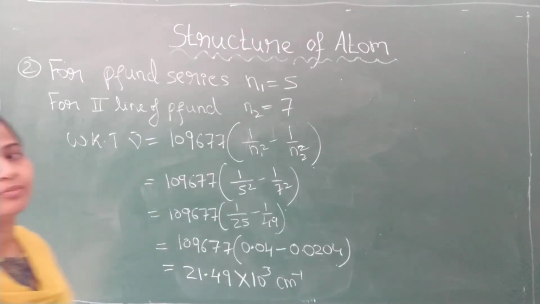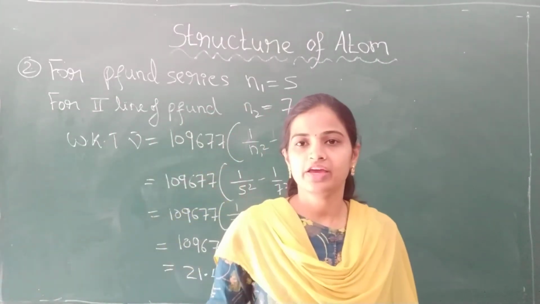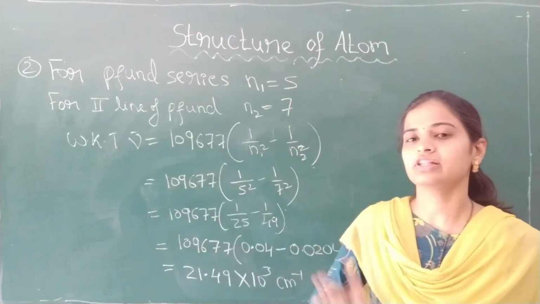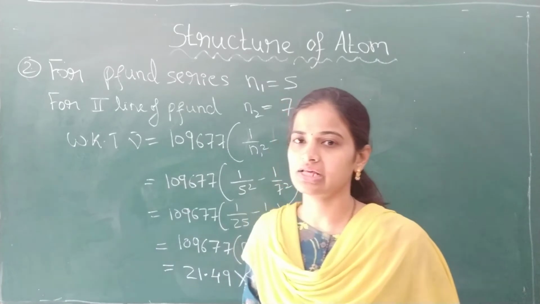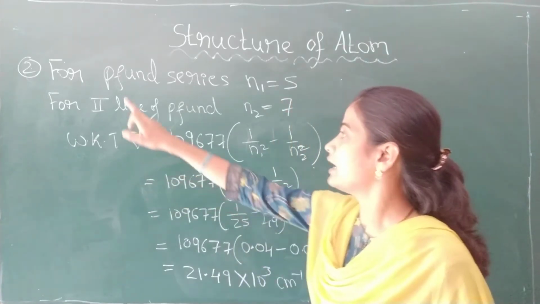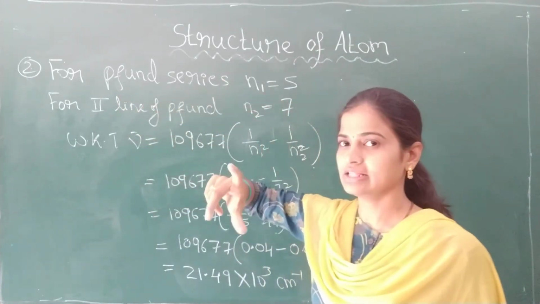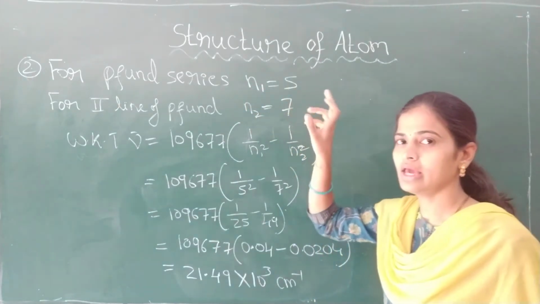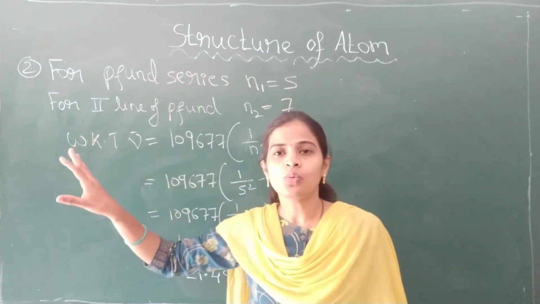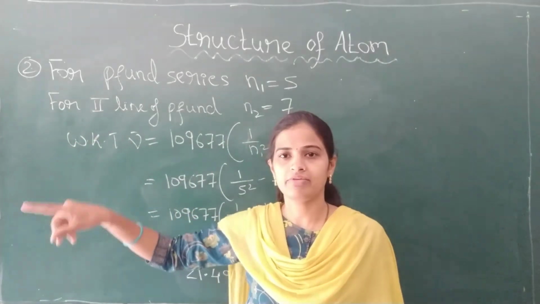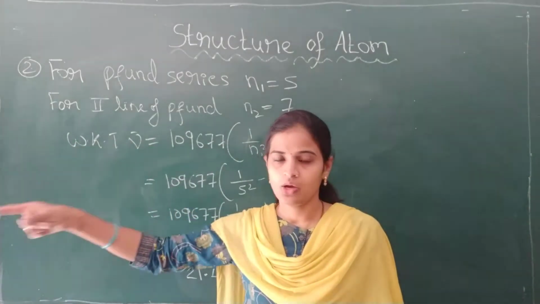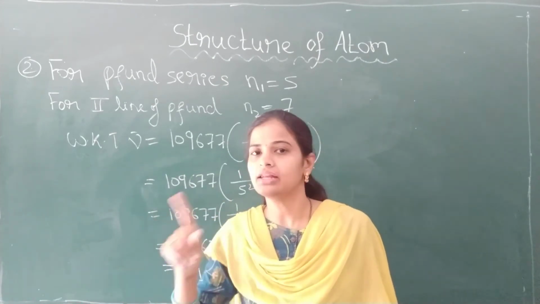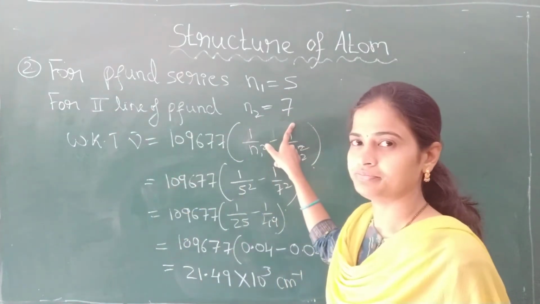Students, I had given the second problem, that is calculate the wavelength for the second line of Pfund series. You can refer to the previous table. For Pfund series, by referring to that table, N1 is always constant, that is 5, and N2 value is 6, 7, 8 and so on. For the first line N2 is 6. For the second line N2 is 7.